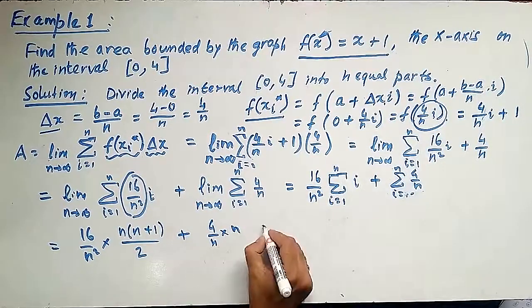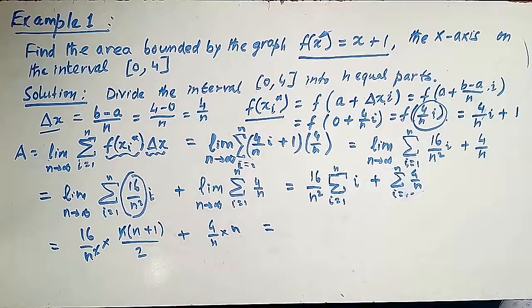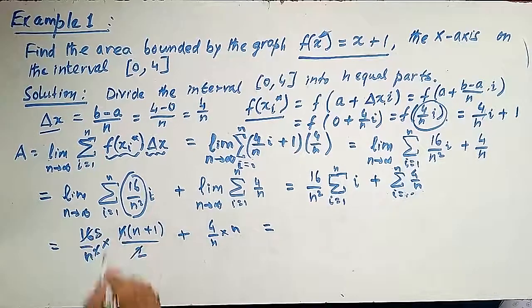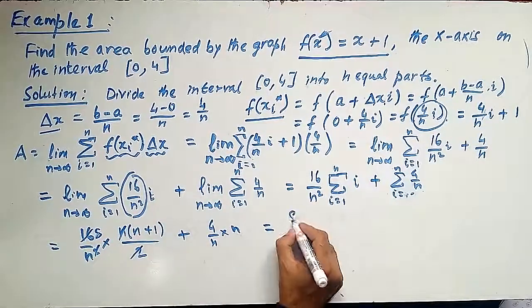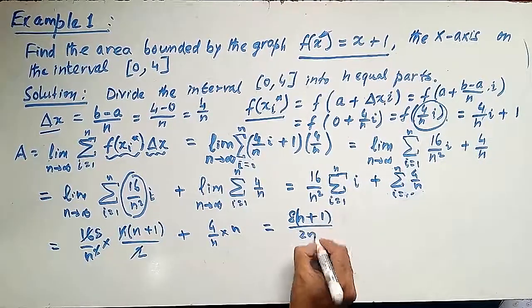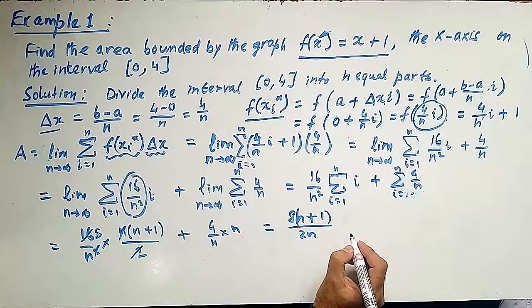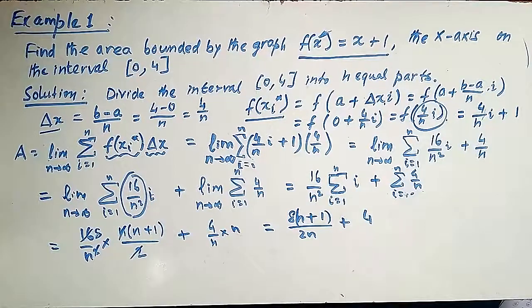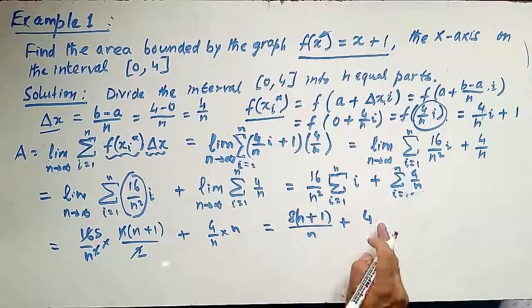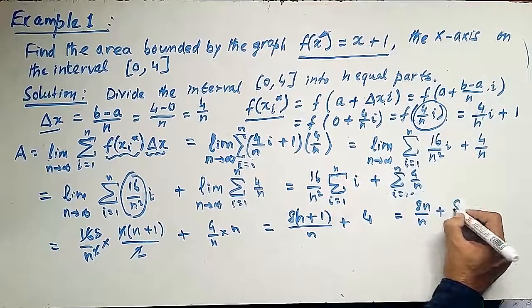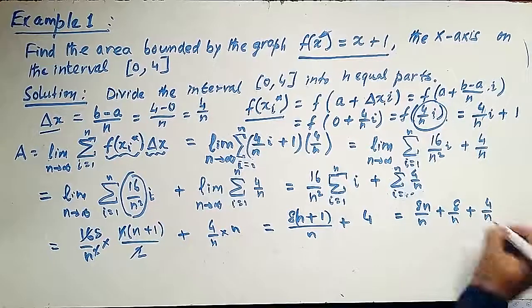Okay, so this n and this n cancel off. So we are getting 16n, that means 8, so it is 8n by n, that is 8 into n plus 1 by 2n. Plus 4. Okay, so 8n by n, sorry, 2 is gone, 8n by n plus 1 plus 4 upon n. So this will become 8n by n plus 8 by n plus 4 by n, right?